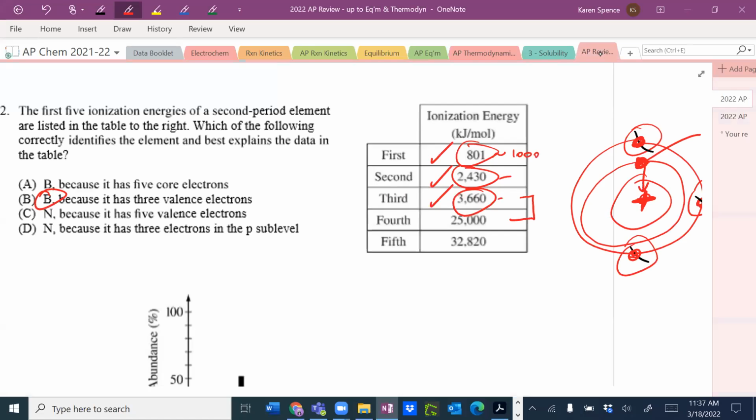Okay, so whenever you've got a series of ionization energies for different elements within the same period, you're going to look for the big jump.